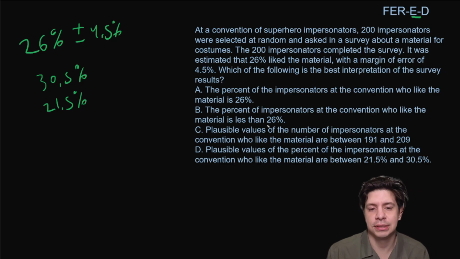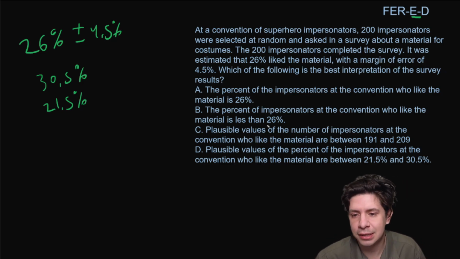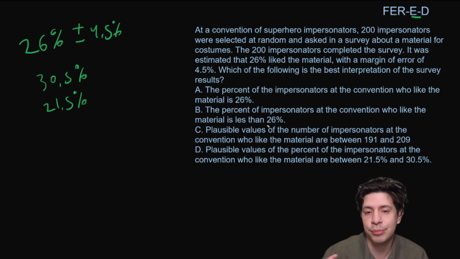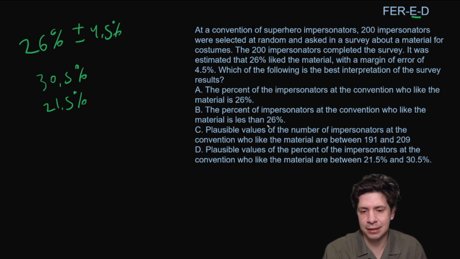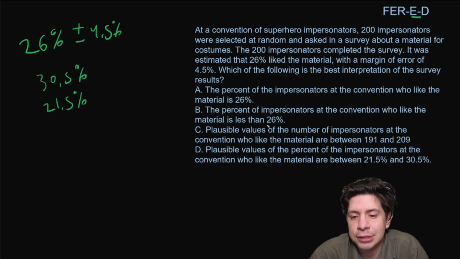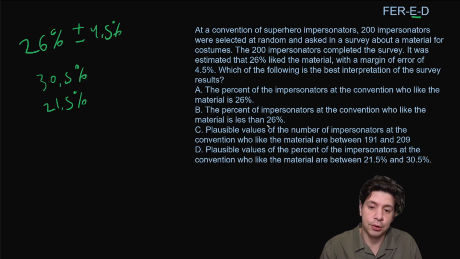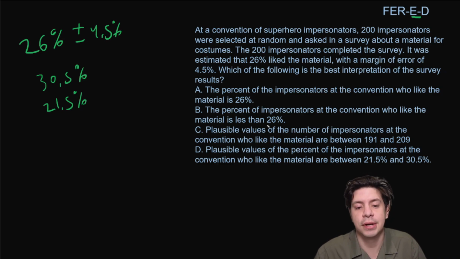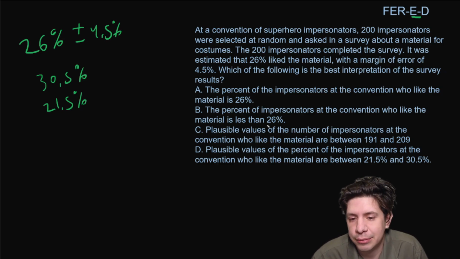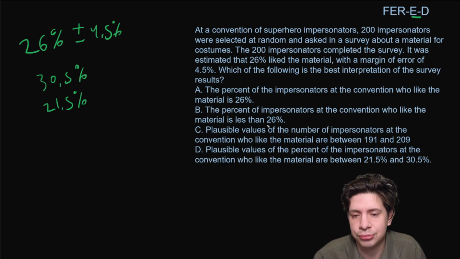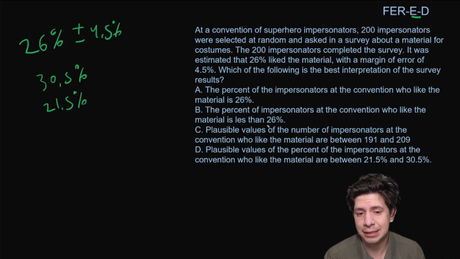So let's look at our choices. A, the percent of the impersonators at the convention who like the material is 26%. That's a little too strong, right? It could be around 26%, but it's not exactly going to be 26%. B, the percent of impersonators at the convention who like the material is less than 26%. Could be less, could be more, so that's still not right. C, plausible values of the number of impersonators at the convention who liked the material are between 191 and 209. Not exactly, because we don't even know the total, so that one's sort of irrelevant.